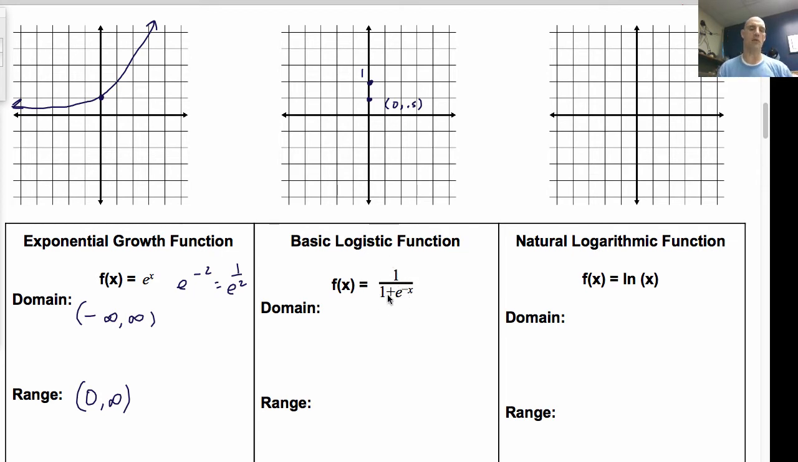Well, check out what happens. Since I've got a fraction, this can't equal negative 1, right? Because then it'd be 1 plus negative 1. And because e to the negative x can't equal negative 1, it severely limits what can go in. And so my basic logistic function looks like this. Okay? It looks like a sideways S. And actually, I need to redraw this because I'm not doing it justice. I'm trying, but I'm not doing it justice. It comes all the way from infinity.